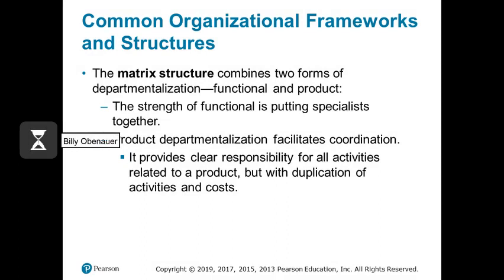Building on a bureaucracy, we have a matrix structure, and this combines two forms of departmentalization: functional and product departmentalization. In a matrix structure, people report in two different ways. They'll report to somebody from their functional department and somebody from their product department. The strength of this is that it helps us put specialists together while also facilitating coordination. But there's also some duplication of activities and costs within the matrix structure.